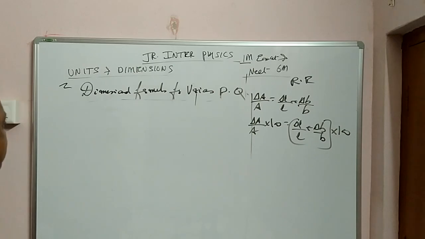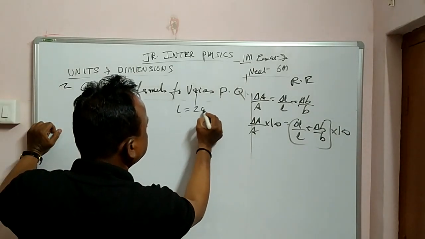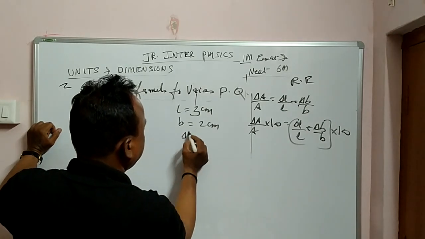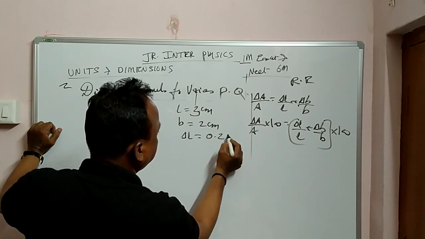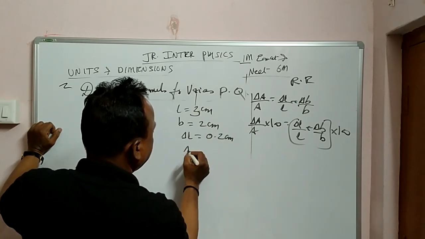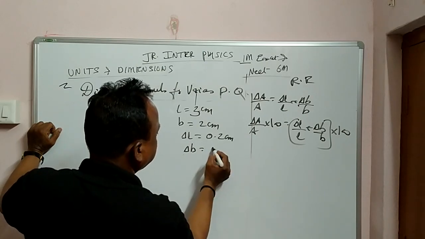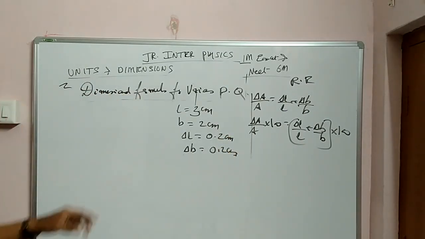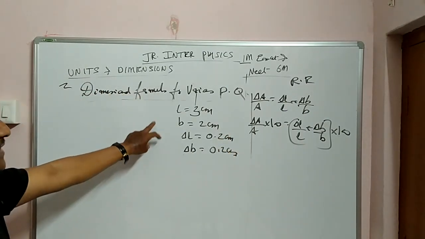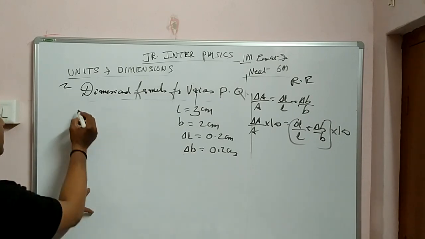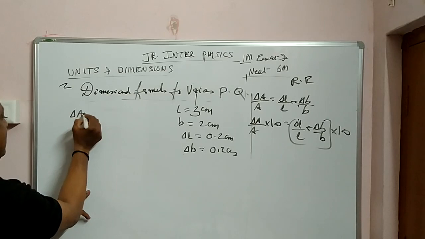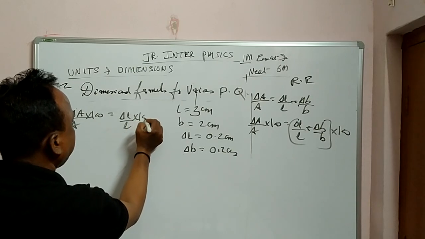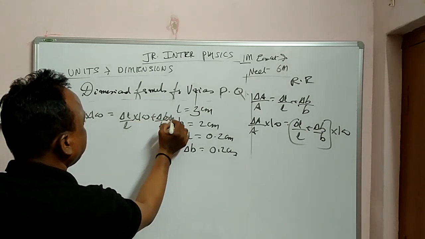For example, in the examination you are given length as 3 centimeters, breadth as 2 cm. Delta L is given as, for example, 0.2 cm. Delta B, you can take the same value, 0.2 cm. Now, for this, find the percentage error in finding the area of a rectangle. Percentage means the same formula here: delta A by A into 100 is equal to delta L by L into 100 plus delta B by B into 100.